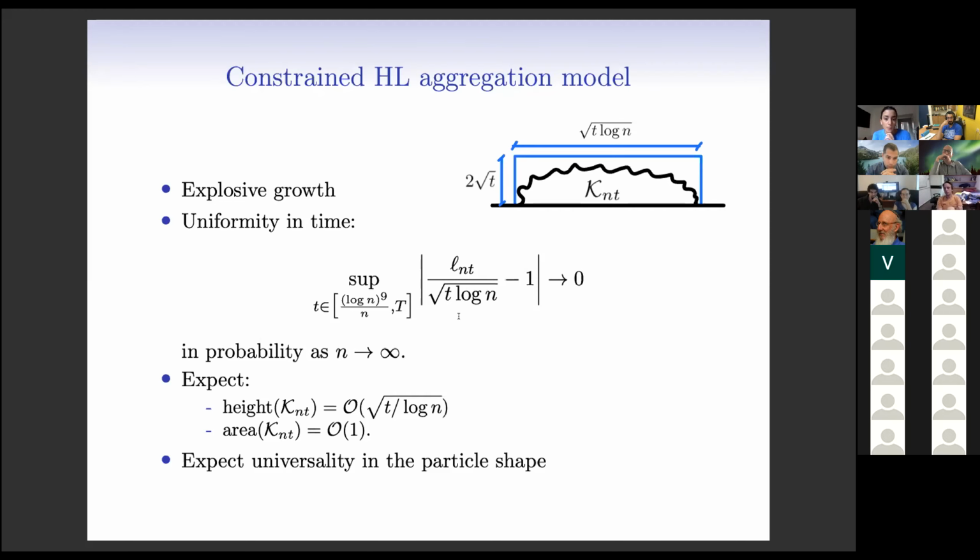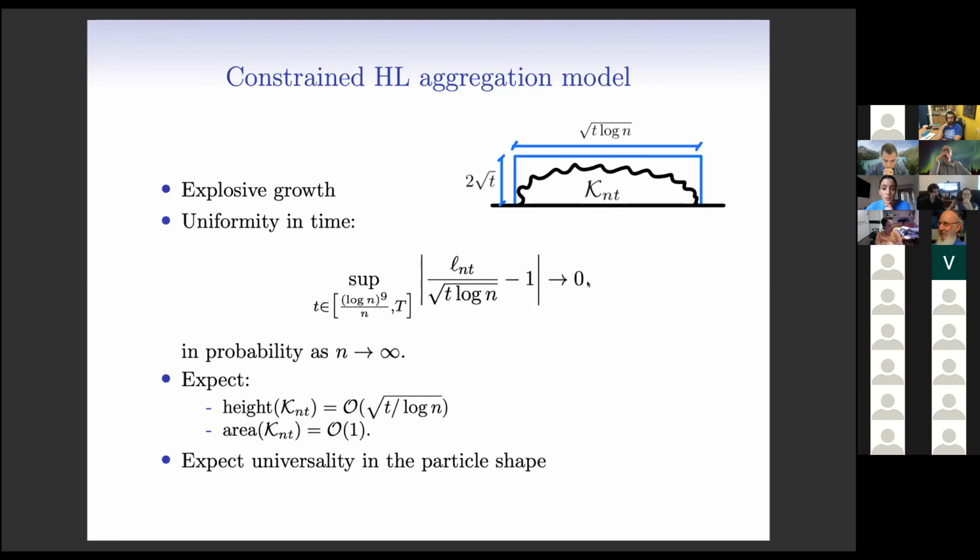And we proved that the height is bounded by a constant which depends on time, but we don't believe that to be tight. We believe that the real height should be something like 1 over square root log n, so that the area of the cluster stays of order 1.